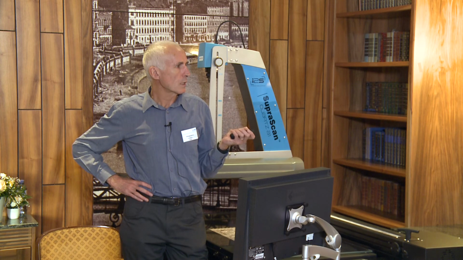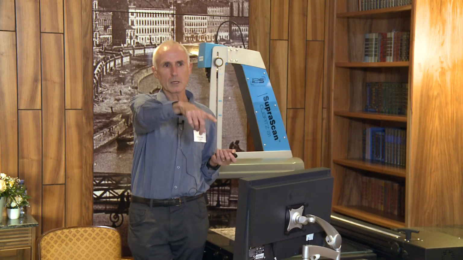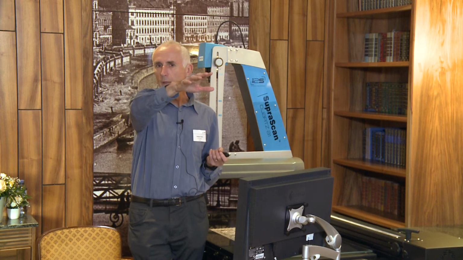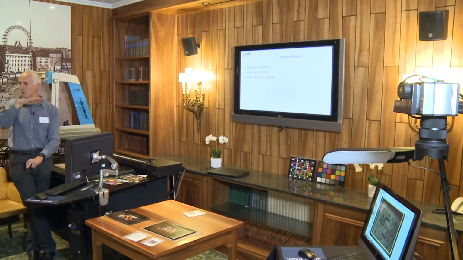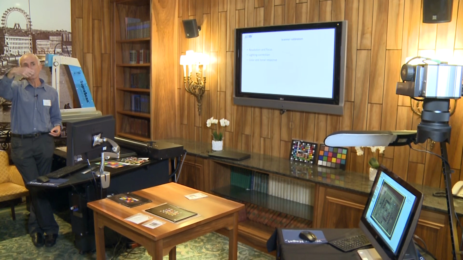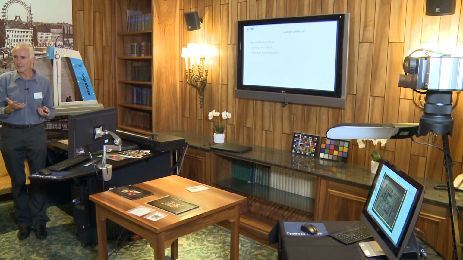So, how to rapidly calibrate a scanner. There are three main calibrations. It depends on the scanner, but it's more or less the same. You have to adjust resolution and focus, especially when you have a camera on a copy stand like this. The resolution depends on the distance between your document and the camera. So here it's free, you can get the level you want, so you have to check which resolution you get.